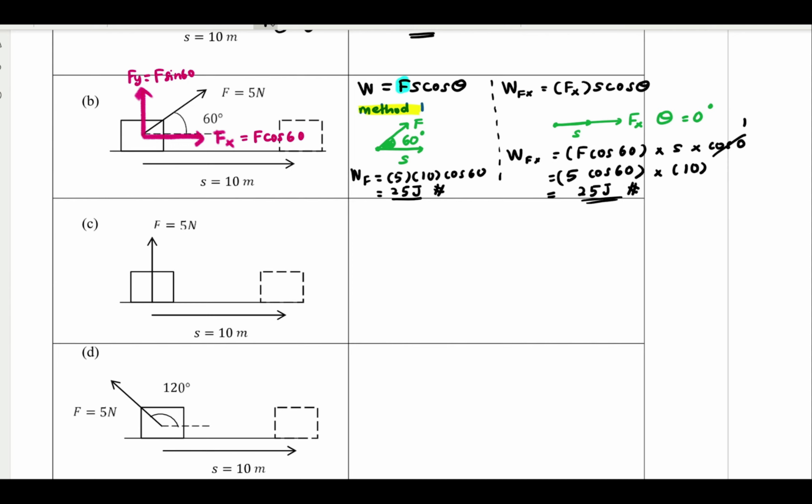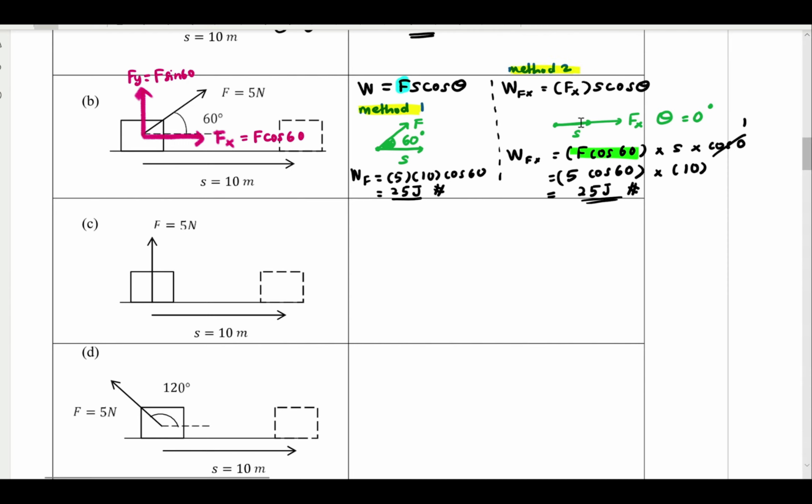Alright, so some of the students prefer to resolve the force with angle 60 degree to the horizontal into X and Y component. Okay, so dia akan buat macam inilah, so you jangan confuse. Okay, sebab setengah buku pun dia akan buat macam ini. Okay, dia ada ini. So I will write here method 2.